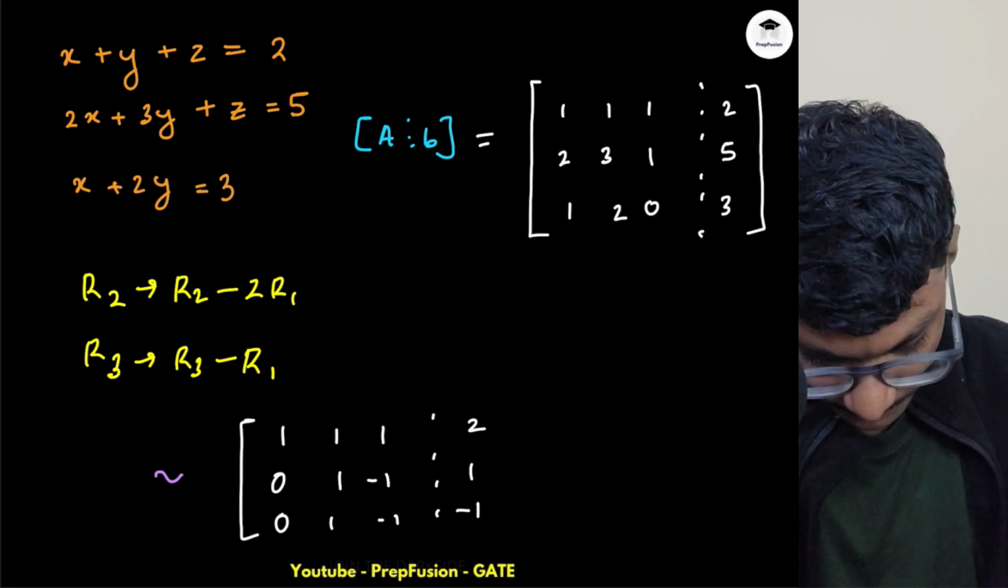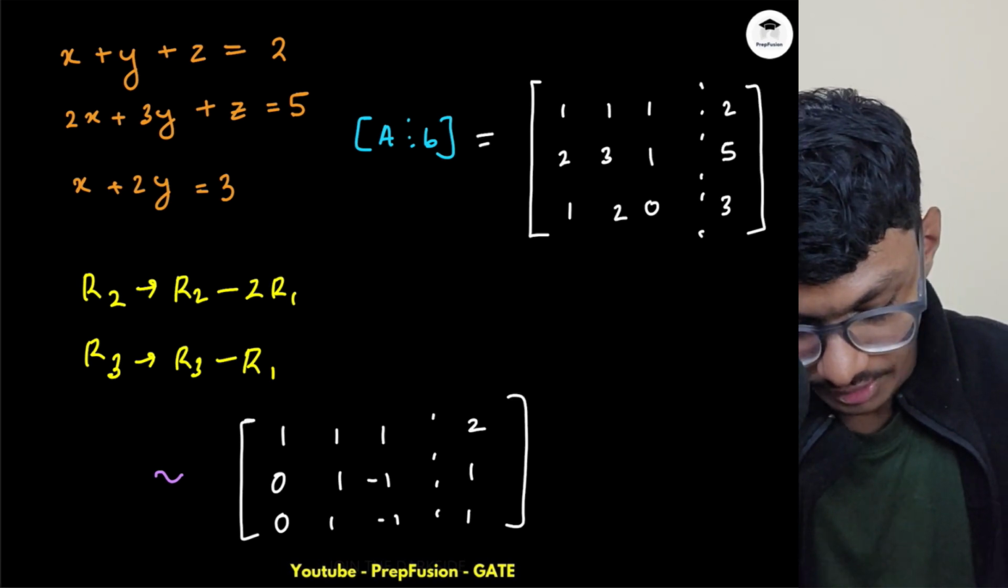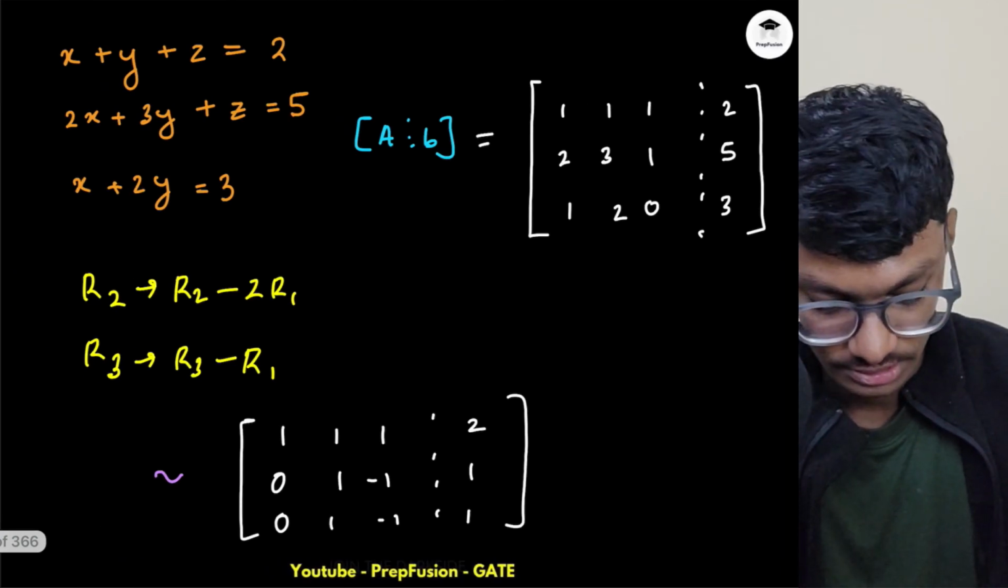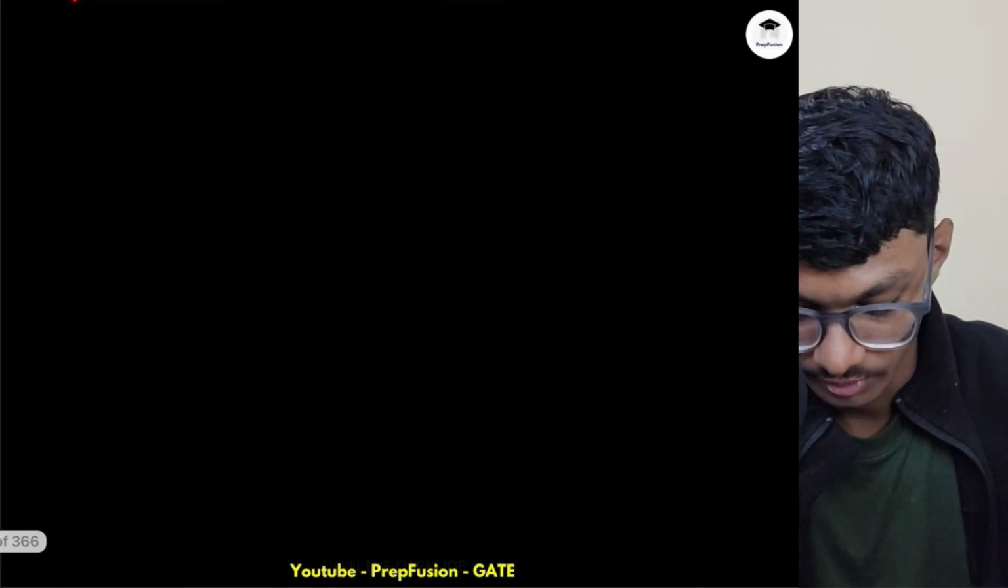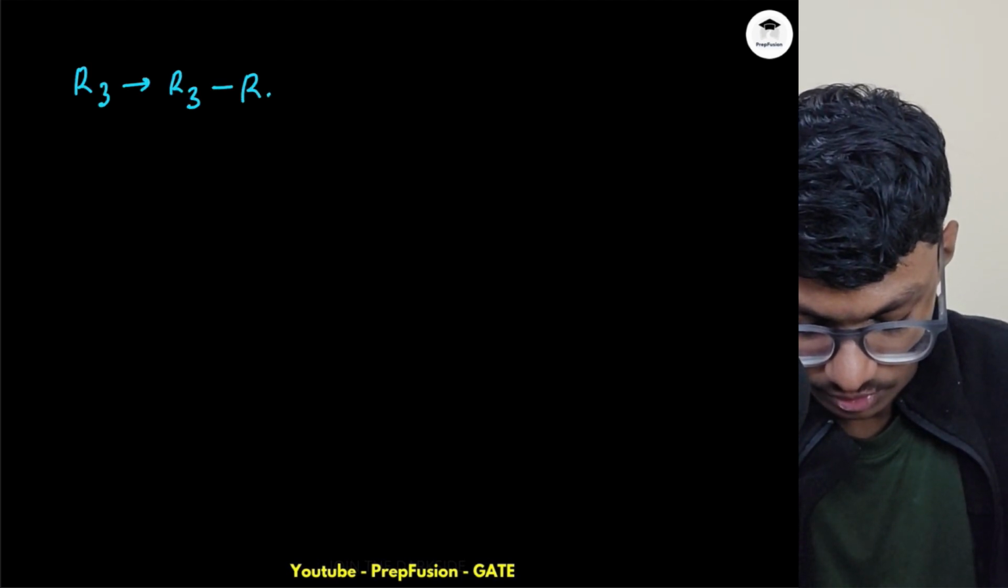Am I doing this correctly? No, I'm just simply subtracting, right, so this will be 1 only. So now again, what I will do to make this like in the row echelon format, I will apply the same operations as in the previous case. I will change row 3 to row 3 minus row 2.